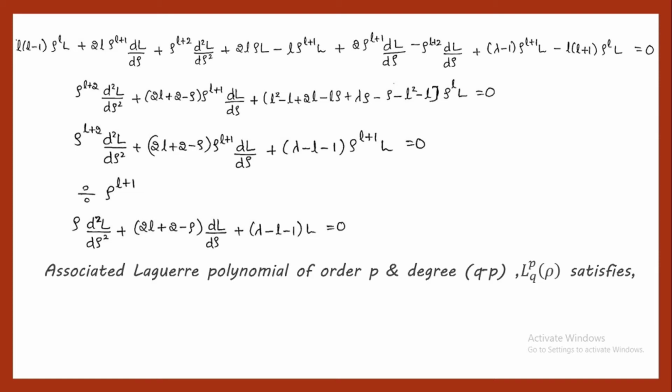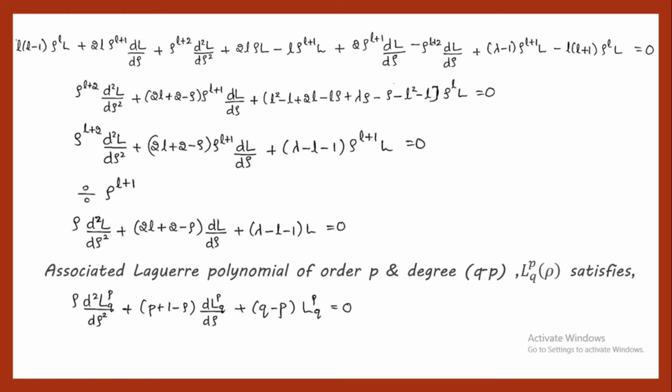And we can link this equation with the associated Laguerre polynomial having the order p and degree q minus p, which is represented as L_q^p of rho, which is given as rho into d square L by d rho square plus p plus 1 minus rho into dL by d rho plus q minus p into L is equal to 0. So this is the standard equation of the associated Laguerre polynomial.